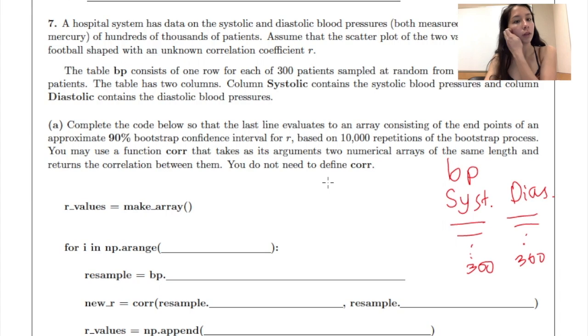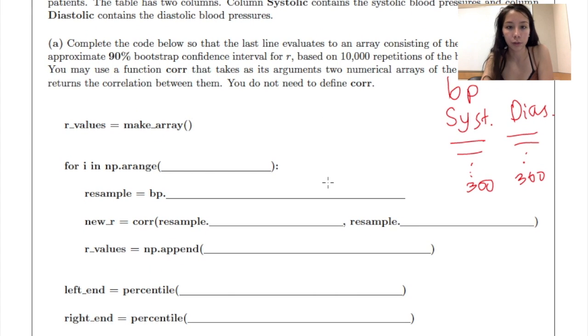Okay. So complete the code below so that the last line evaluates to an array consisting of the endpoints of an approximate 90% bootstrap confidence interval for R, based on 10,000 repetitions of the bootstrap process. You may use a function corr that takes as its arguments 2 numerical arrays of the same length and returns a correlation between them. You do not need to define corr, so we just assume that we already have corr.